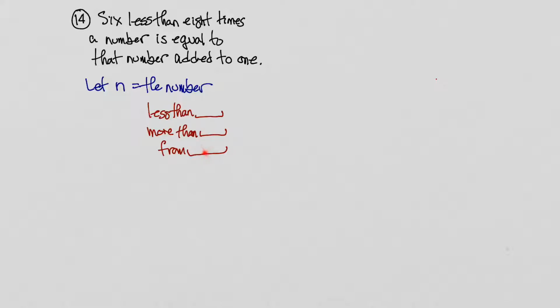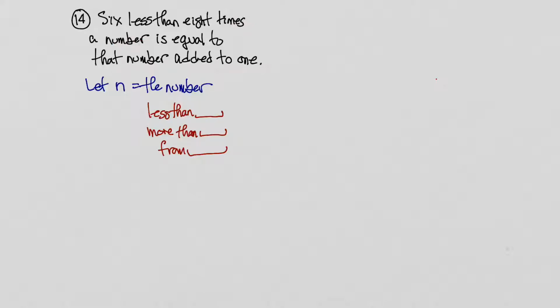From this, start here. So like you might say, I'm going from home to school. So where would you start? From home to school, you start at home. So when you see less than, start here. More than, start here. From, start here. So up here, we've got less than. We're going to start where? We're going to start here.